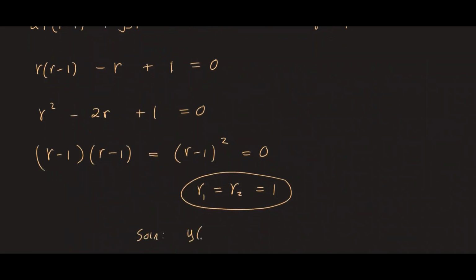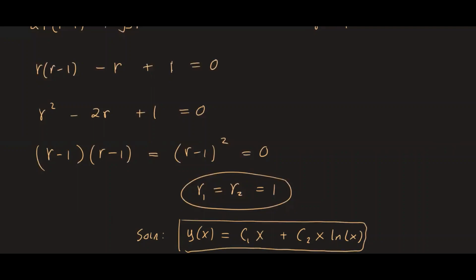It's going to be y of x equals c1 x to the 1, well, let's just say x, plus c2 x ln of x. So that will be our solution because the roots are repeated.